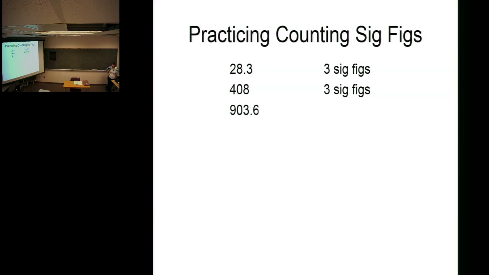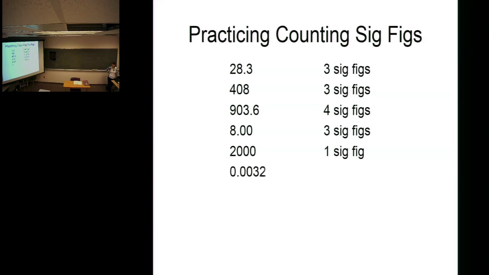Okay, now how many significant? 4. Perfect. 3, because there is a decimal, right? So end zeros are significant, so there are 3. Perfect. 1. Why'd you say 1? No decimal. Awesome. 2, because leading zeros are never significant.